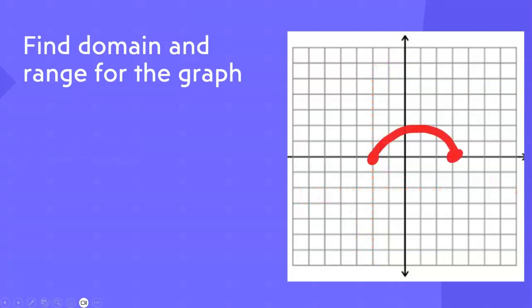Here you have another graph. Your domain is negative 2 to 3. Your range is 0 to 2, and you have the brackets because all numbers are included, nothing is excluded.